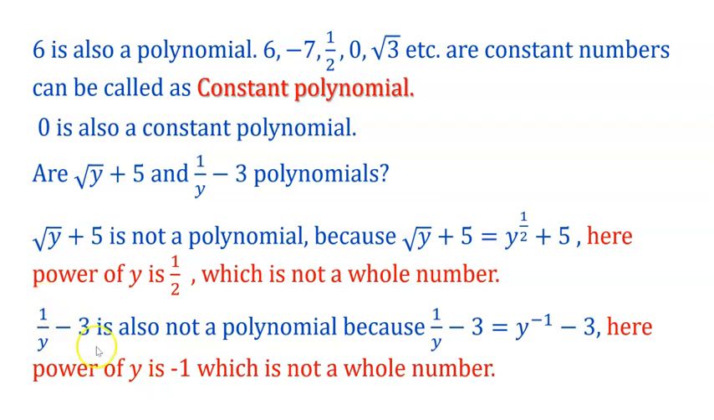Next, 1 upon y minus 3 is also not a polynomial because 1 upon y minus 3 can be written by taking 1 upon y to the numerator, where the power is 1. By the law of indices this power will become minus 1, that is y raised to minus 1 minus 3, and here the power of y is minus 1, which is not a whole number.